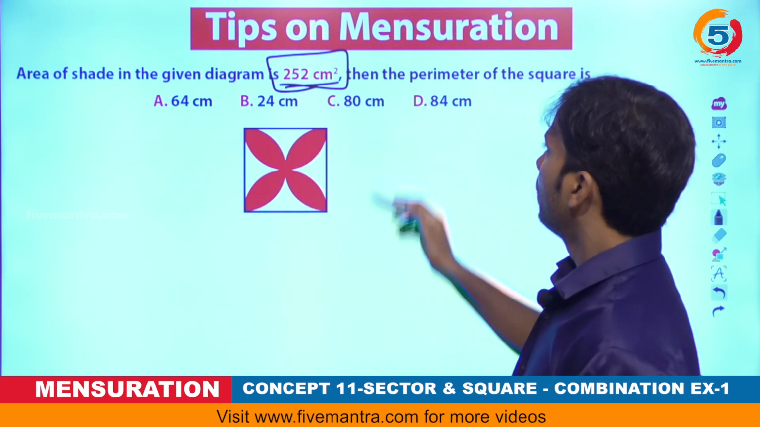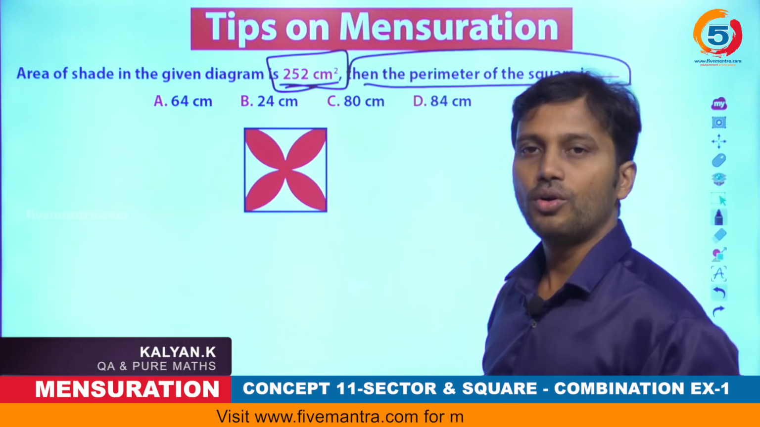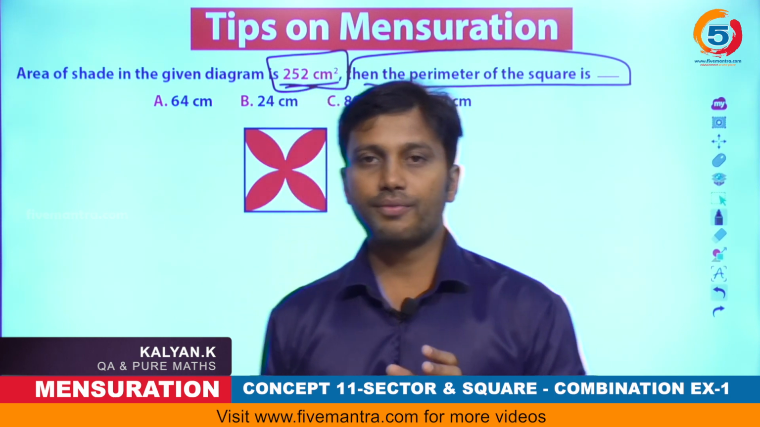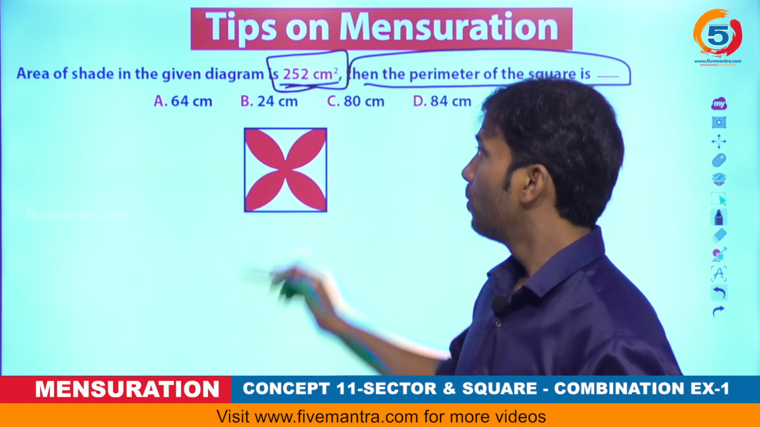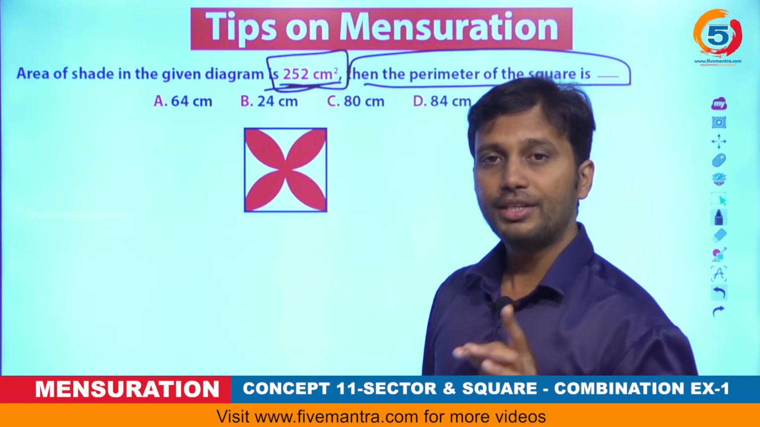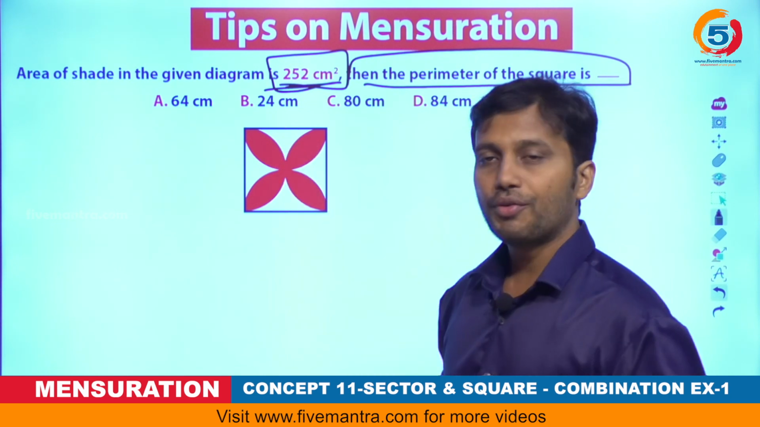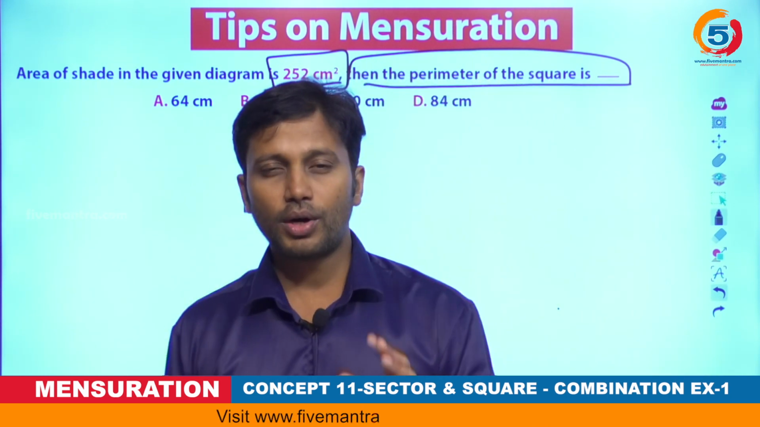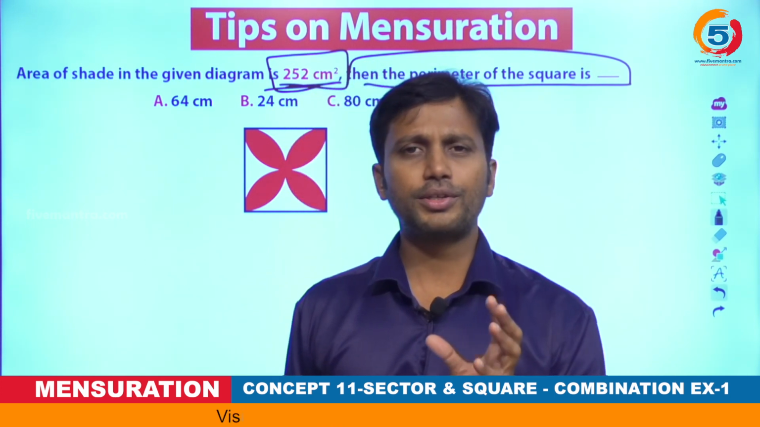Now, then the perimeter of a square is dash. So here we need to find the perimeter of the square. Once again explaining what is given: area of the shade is given, and you need to find out the perimeter of this square. If you want to find out the perimeter of a square, what do you need? You need its side or not? So we need to get the side.